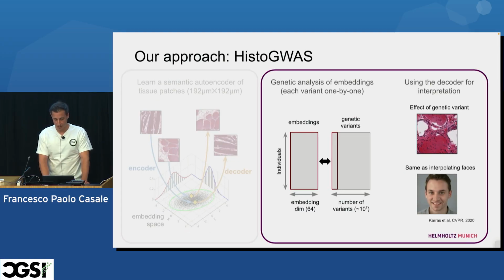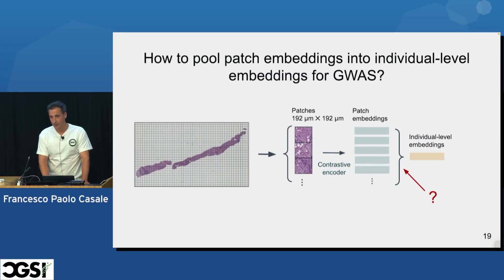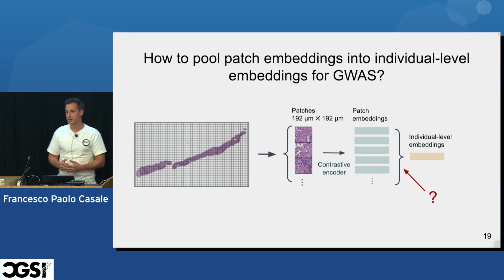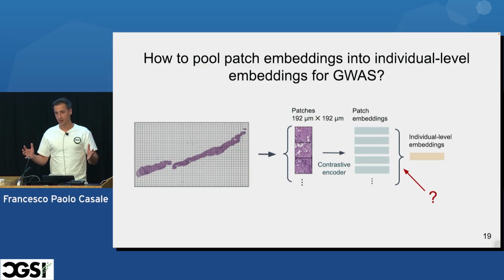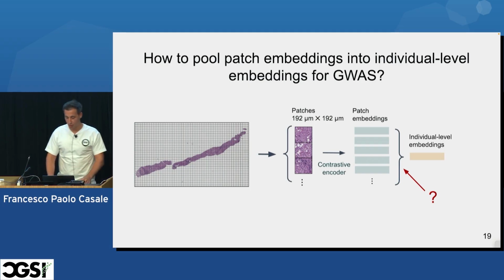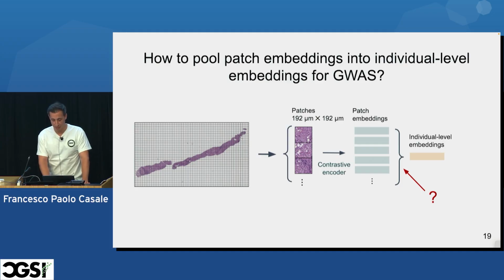Now I go on to the second part here, how we did the genetic analysis. One of the first challenges that you have is that these genetic association studies happen across individuals, but our representations are at the patch level. So we have a representation for small patches of the full image. How do we pool these patch embeddings into individual-level embeddings so that we can perform this association test?